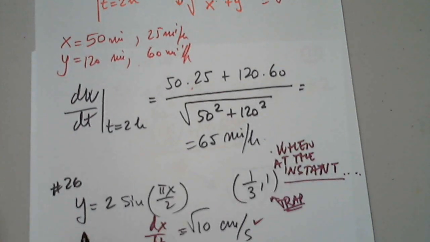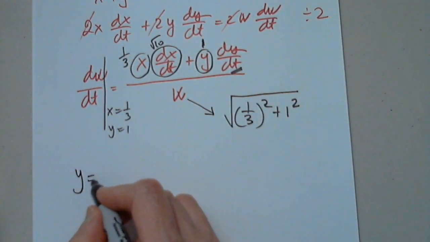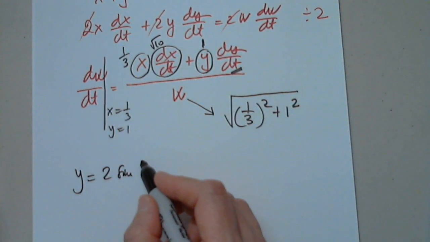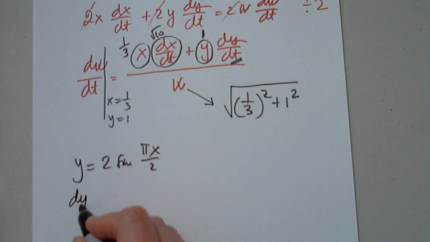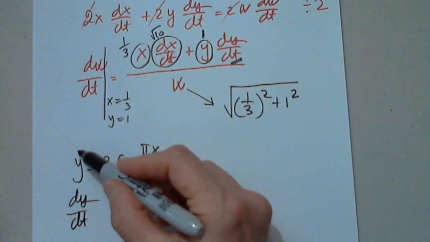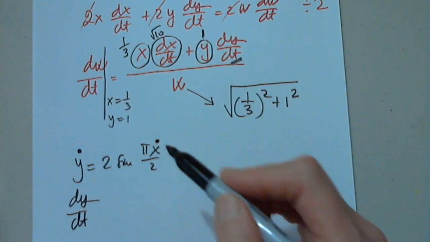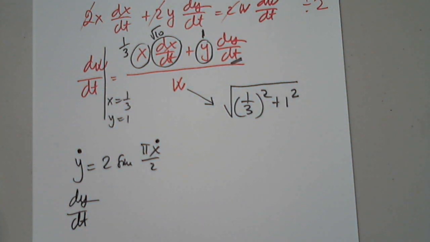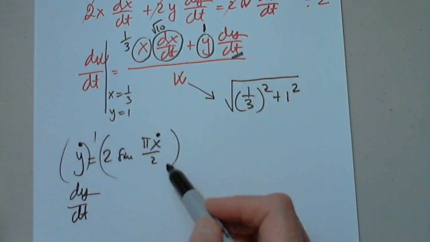No problem. Can anyone differentiate this function for us? Let me write it here one more time. y equals 2 sine of pi x over 2. So we want to find dy over dt, keeping in mind that y is a function of time and x is a function of time. I like to emphasize that. You don't have to put those dots if you don't want to. I just want to re-emphasize that these are two functions of time, and I will differentiate both sides.